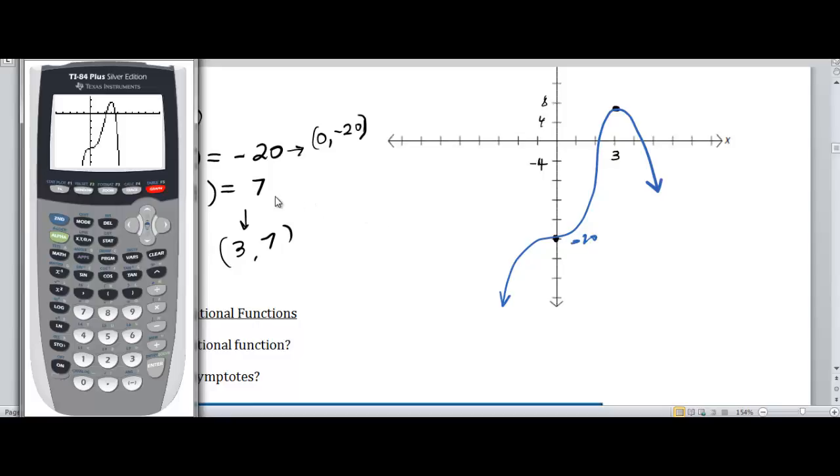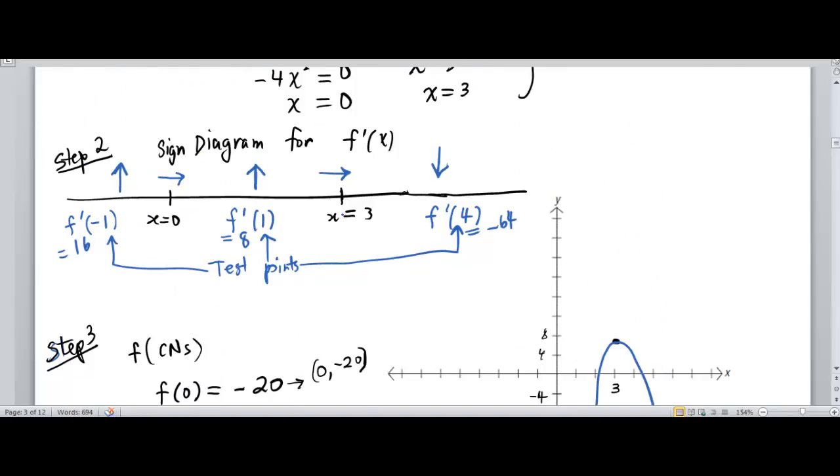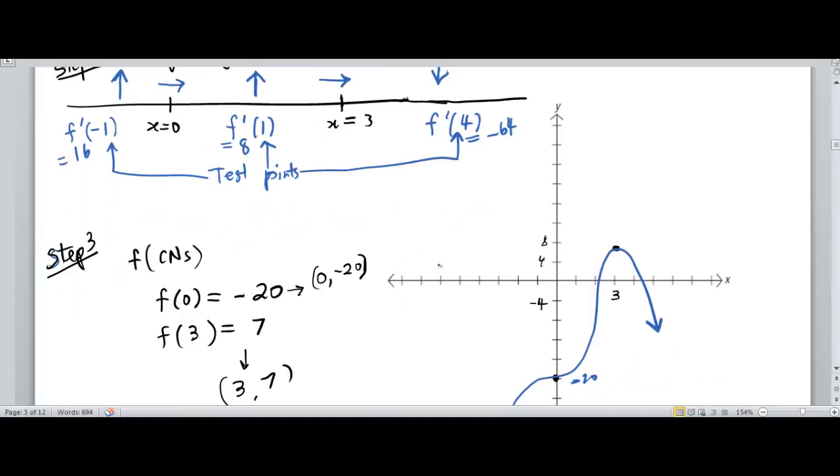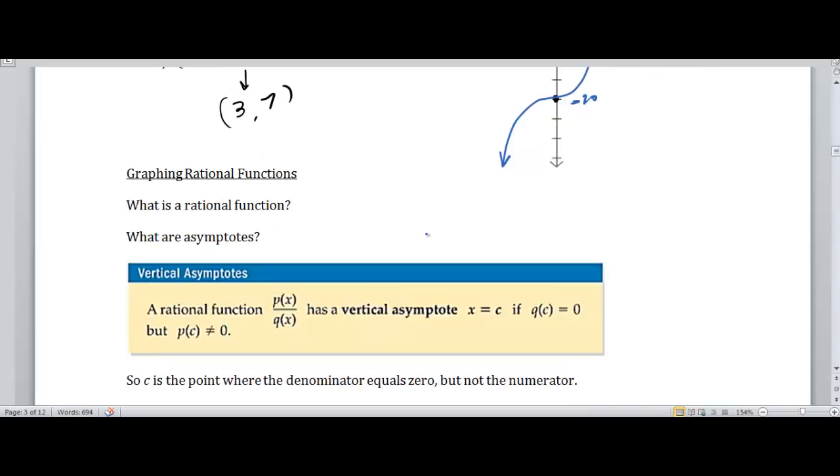So before calculators and computers, this is how we would sketch graphs by hand. And this shows you a lot, right? This is part of learning calculus, how it's like the behind the scenes working of these functions, right?